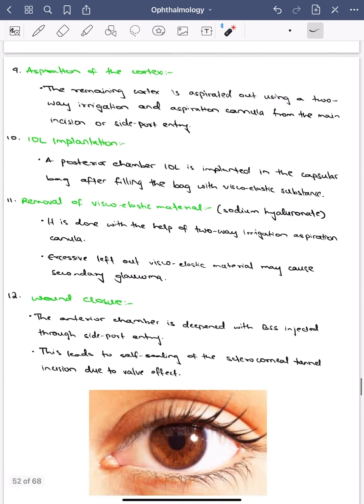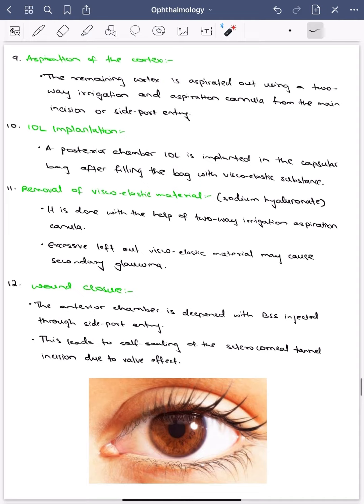Next is the aspiration of the cortex. Now the remaining cortex, we've removed the nucleus. The remaining cortex is aspirated out through the two-way irrigation and aspiration cannula from the main incision or the side port entry.